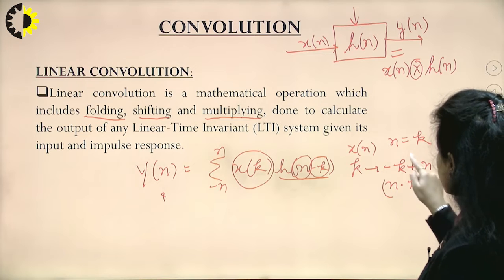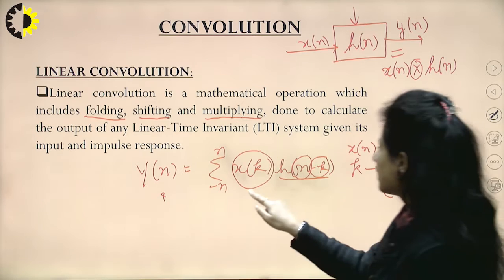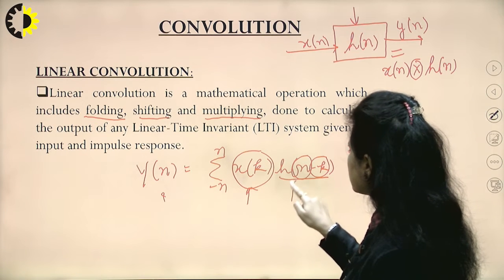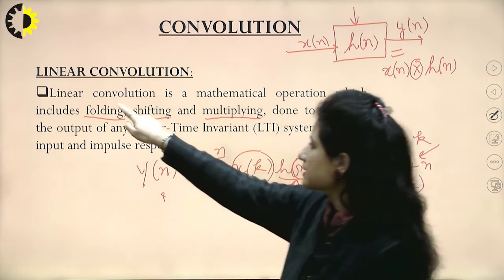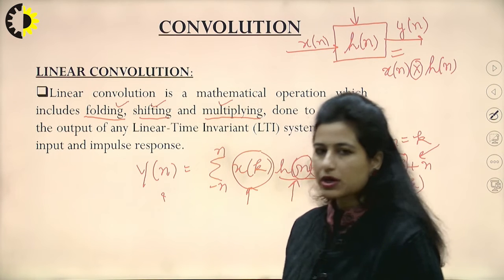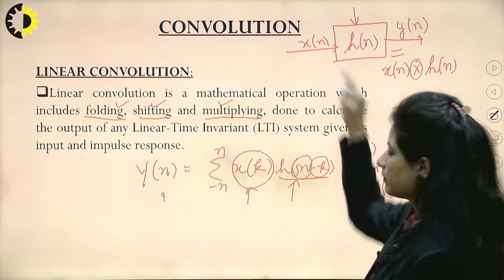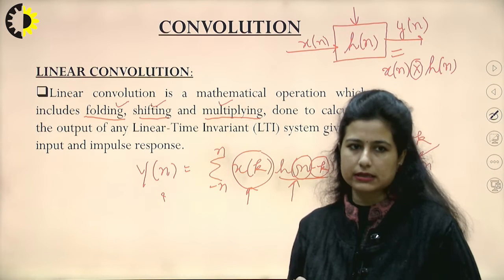So this is like folding. When I am adding n, this is shifting, and when I am multiplying these two signals, it is multiplication. So the definition says folding, shifting, and multiplying. This operation gives me the output of a system represented by h(n) when input x(n) is given to this system.